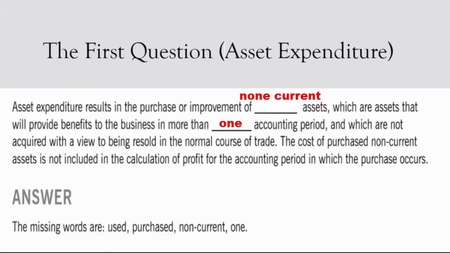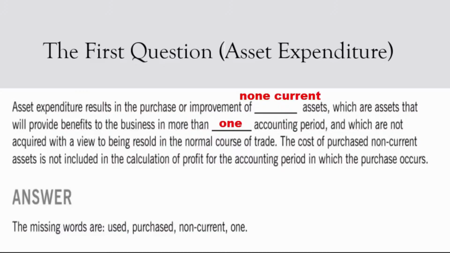Non-current assets. These are long-term assets that the business will keep and use for many years, like machines, vehicles, or buildings. Examples: a business might buy a delivery truck or renovate its office space. These assets will help the business for multiple years. Not for resale.